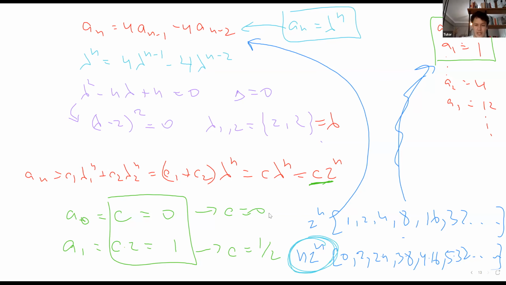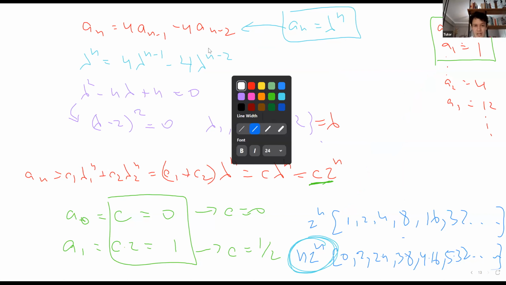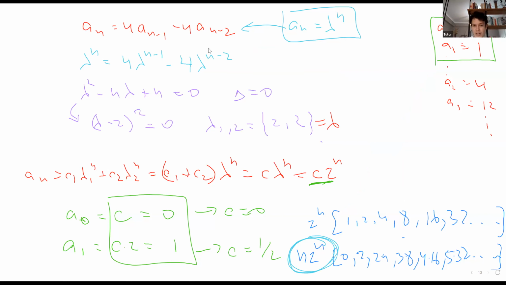So if this is a good sequence, the more general solution you can write is this. Both of these are good sequences; this one is clearly good because we already saw it. Now you can write down the final solution for an.